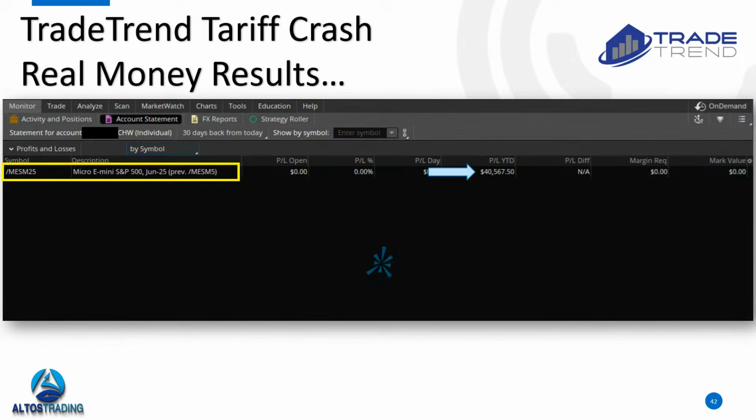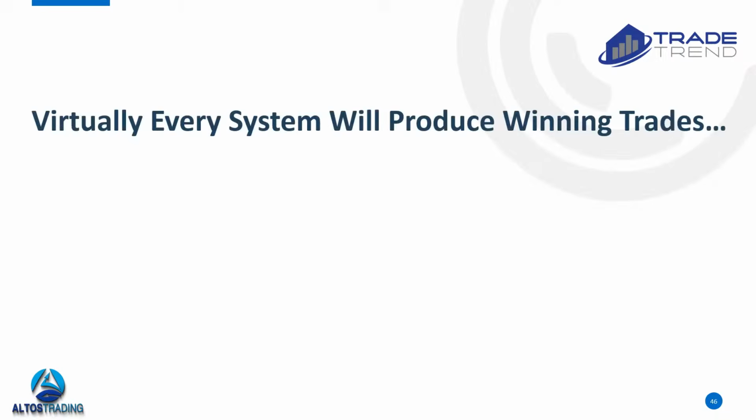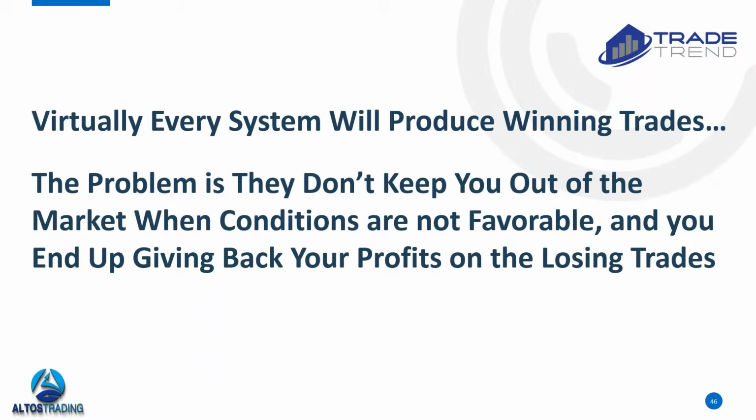Over 40,500 in profit. And I was just trading a few contracts here. So guys, virtually every system will produce winning trades if you can stick with it long enough. But the problem is they don't keep you out of the market when conditions are not favorable, and you end up giving back your profits on the losing trades. Okay, so that's what we need to ultimately reduce as much as we can, right?